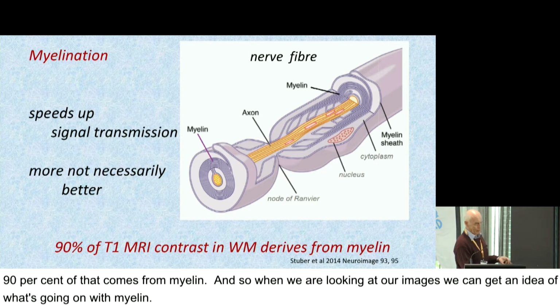And myelin is what is white. It's what constitutes most of white matter.